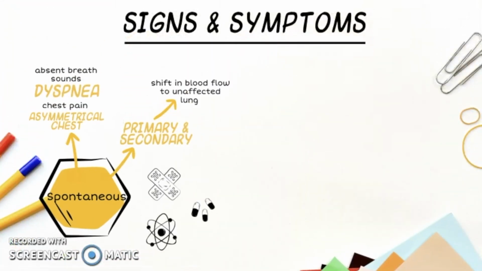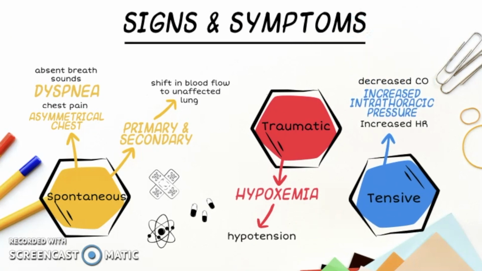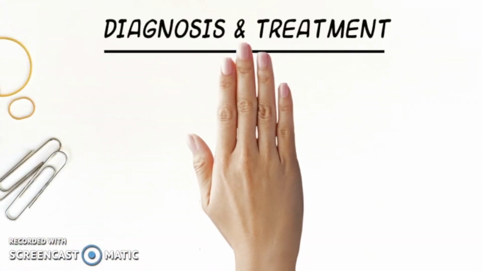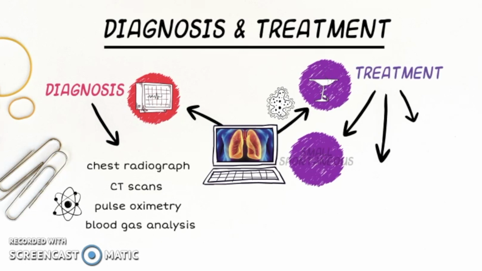Symptoms include dyspnea and asymmetrical chest expansion. Traumatic causes hypoxemia, while tensive causes increased intrathoracic pressure. Diagnosis for pneumothorax is made through tests such as chest radiographs and CT scans.